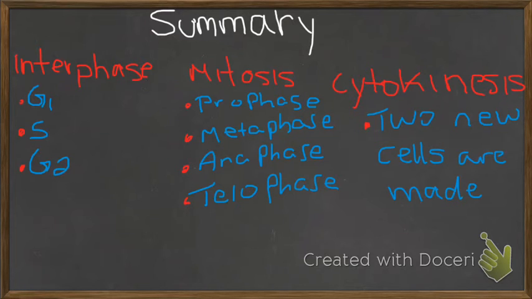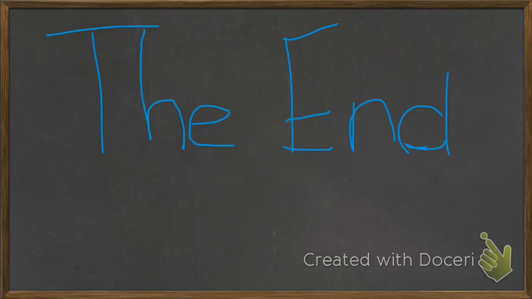To summarize, there are three major phases in the cell cycle, which are interphase, mitosis, and cytokinesis. Interphase has three parts: growth 1, which controls cell growth and normal functions; synthesis, which replicates the DNA; and growth 2, which is when the cell prepares for mitosis. Mitosis is divided up into prophase, metaphase, anaphase, and telophase. Cytokinesis is when the cell separates into two new cells.